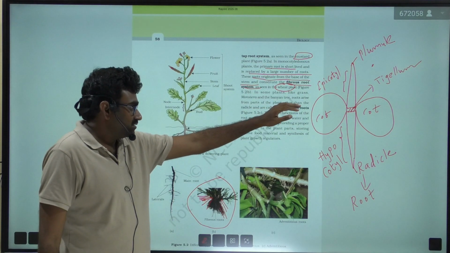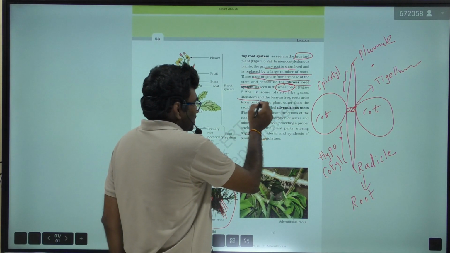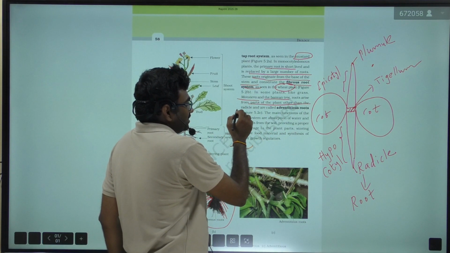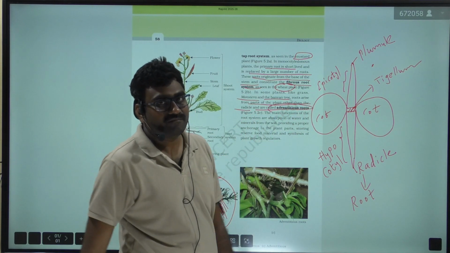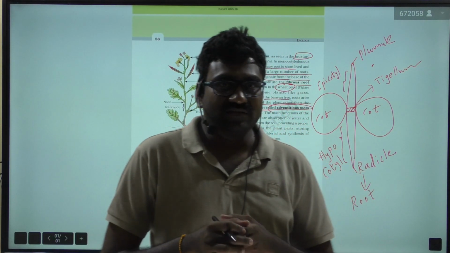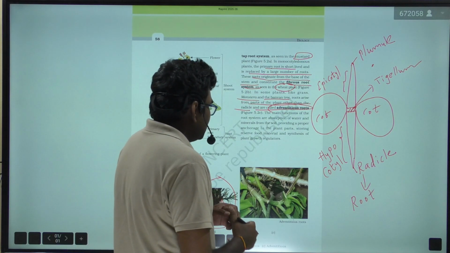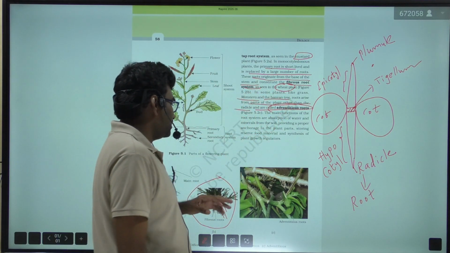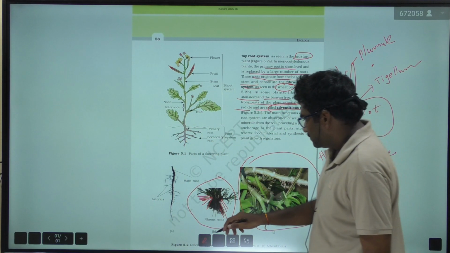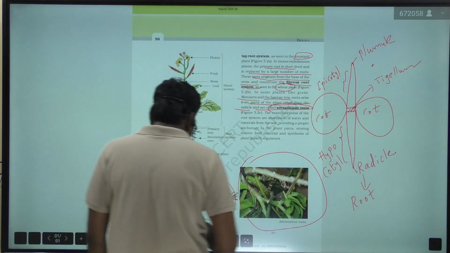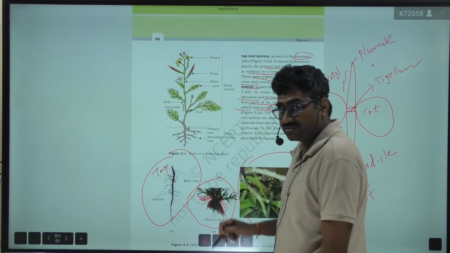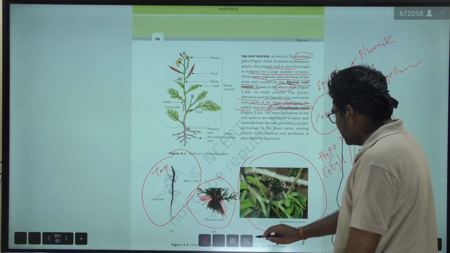In some plants like monstera and banyan tree, roots arise from parts of the plant other than the radicle, and are called the adventitious root system. Remember the examples from the NEET point of view. So this one is a taproot system, this one is a fibrous root system, and this one is an adventitious root system.